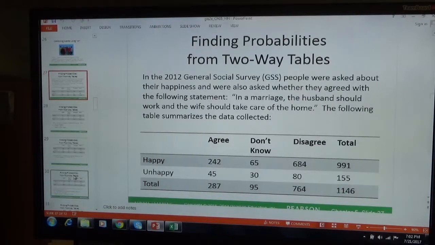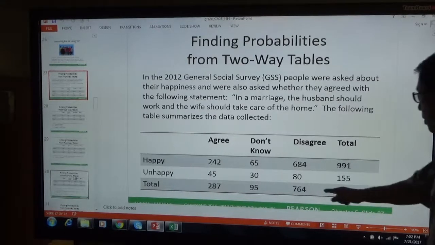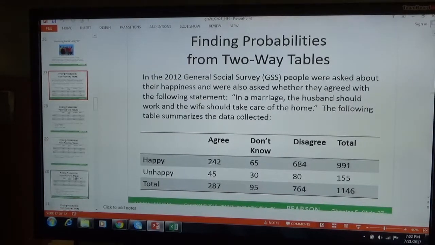1146. The probability is a fraction, so the denominator is 1146. What's the top? 991. So if you randomly select a person from this table, how many of them disagree with the statement? 764 over 1146.